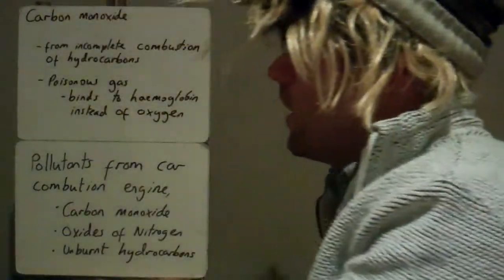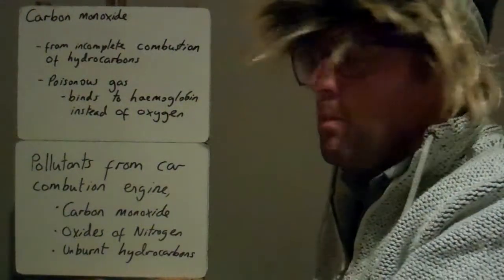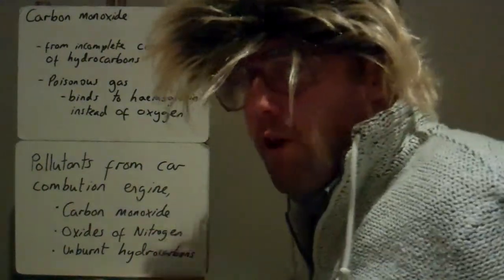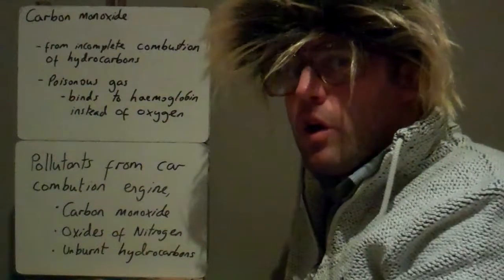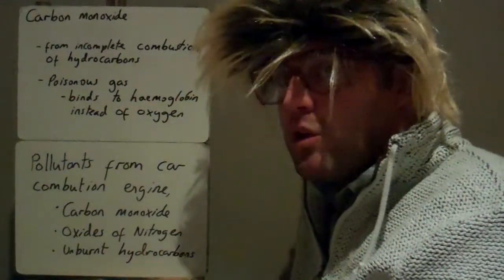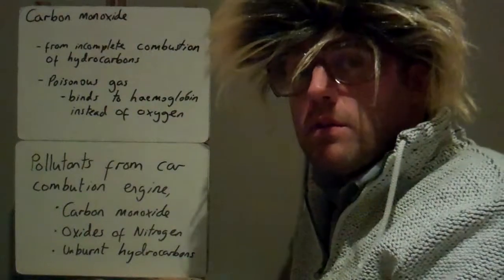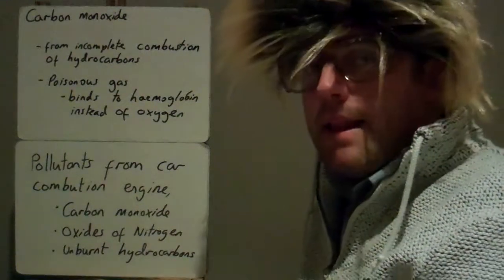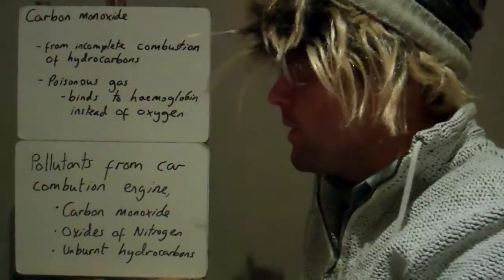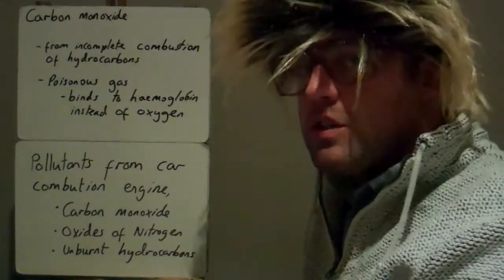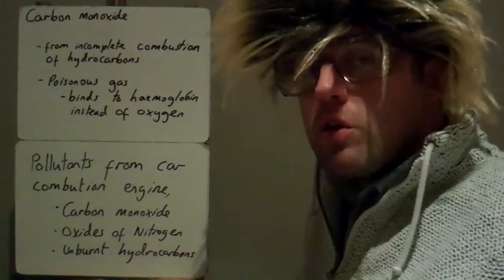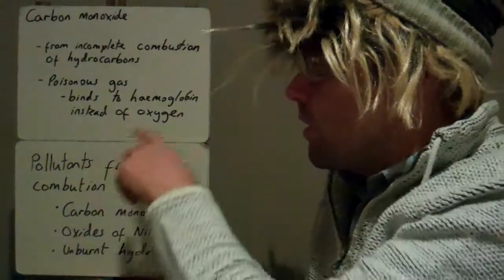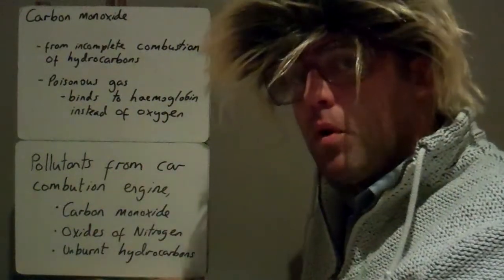So first of all, looking at carbon monoxide, it comes from the incomplete combustion of hydrocarbons. It's when there's not enough oxygen present when the hydrocarbon inside the engine, i.e. the petrol or diesel, is being burnt, being combusted. There's not enough oxygen present, you get incomplete combustion, and that leads to carbon monoxide being formed. This is a big problem because it's a poisonous gas. What the carbon monoxide can do is bind to the hemoglobin in your blood, stopping oxygen being delivered to where it's needed throughout the body.